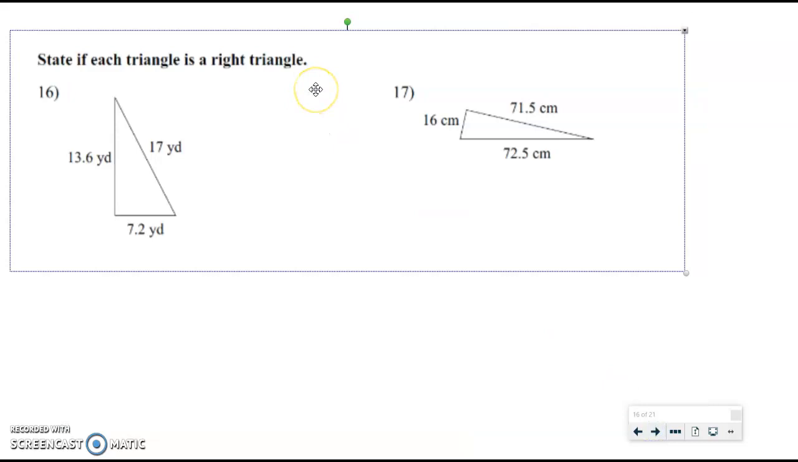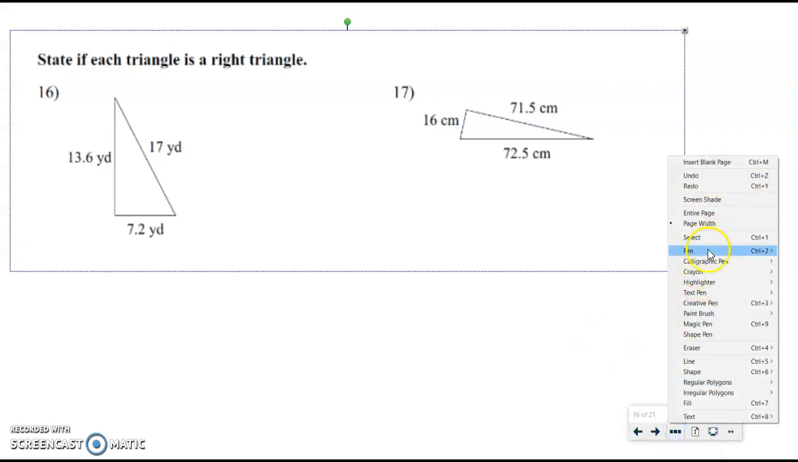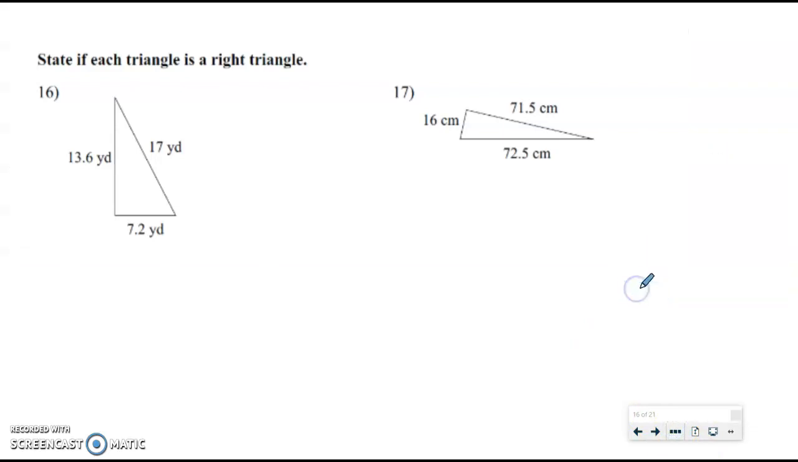And remember, we talked about for any right triangle, this idea always works. That was a squared plus b squared equals c squared. So if I look at this triangle, I'm going to say A is this one, B is this one, and then C is this one. Now, why do I know C is 17? Because it's the longest side.